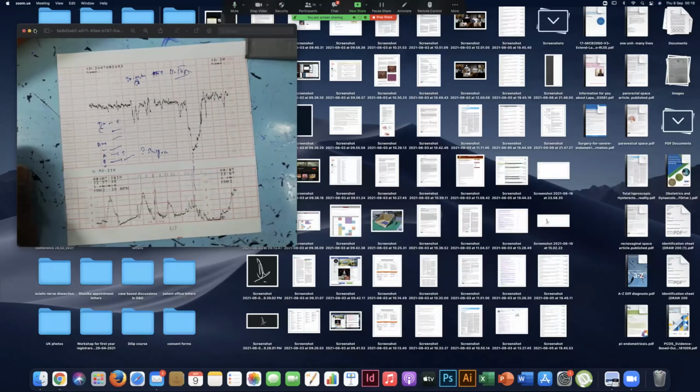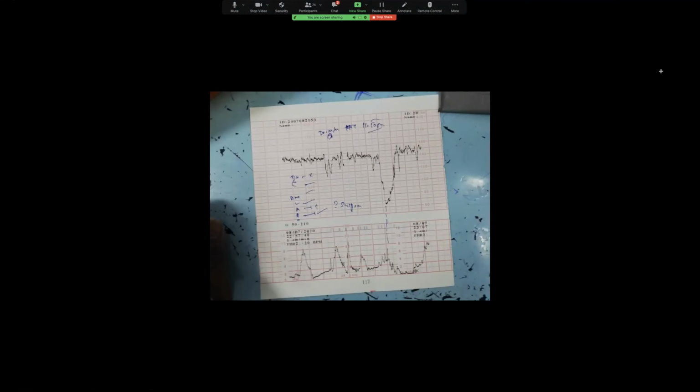Right, can you see my screen here? Can someone say, because I can't see? Yes, sir, we can see.